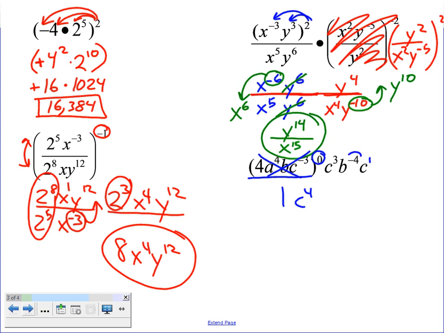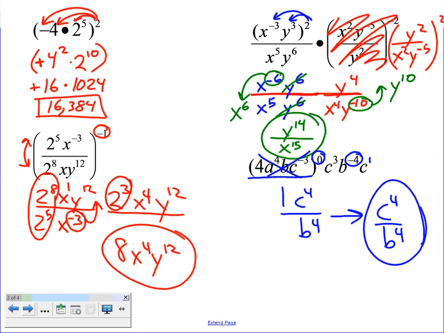And then we see a b to the -4. I'm going to put that on the bottom as a +4. And again, you really don't need to show that 1, so we're going to have an answer that looks like that. So that would be the most proper.